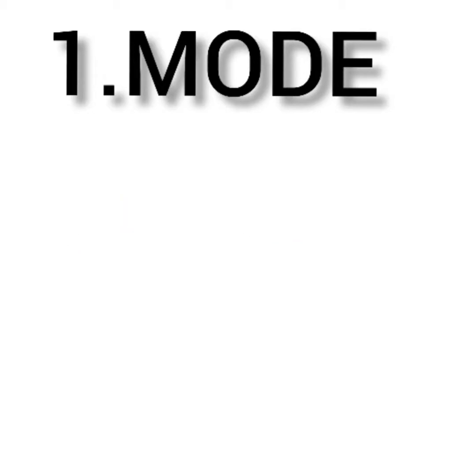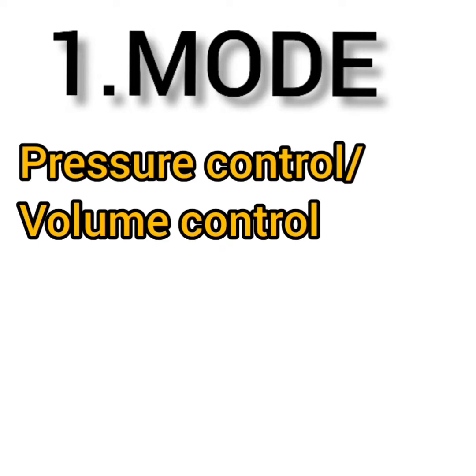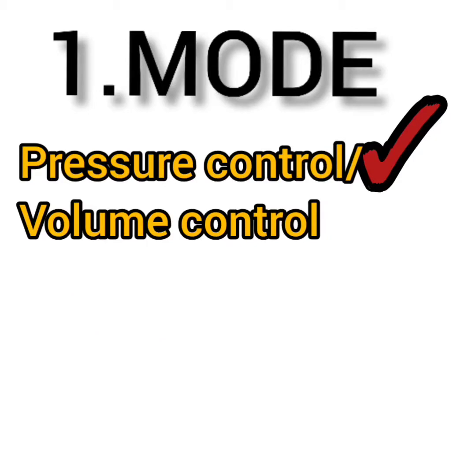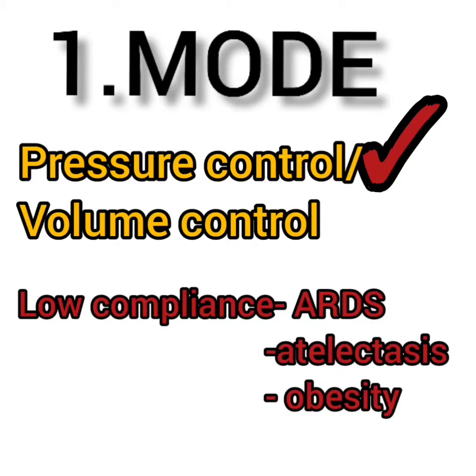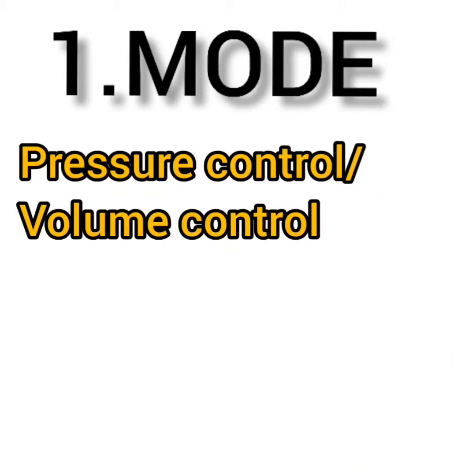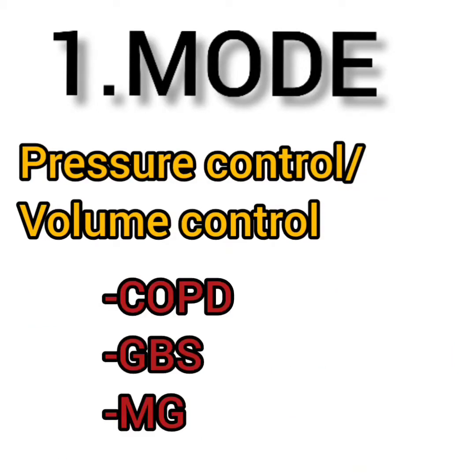The second thing to decide is whether to select pressure control or volume control. In conditions in which there is a risk of high pressures that lead to ventilator related lung injury, we have to prefer pressure control modes, because we will deliver a preset pressure and so the pressure will not go beyond that preset value. Such conditions are low compliance like ARDS, atelectasis, obesity, and increased airway resistance like status asthmaticus. In conditions like ventilatory failure, in which there is CO2 retention in the body, like COPD, GBS, myasthenia gravis, volume control mode should be used.